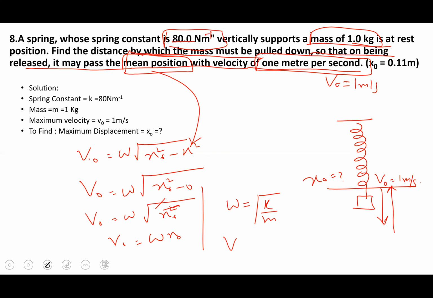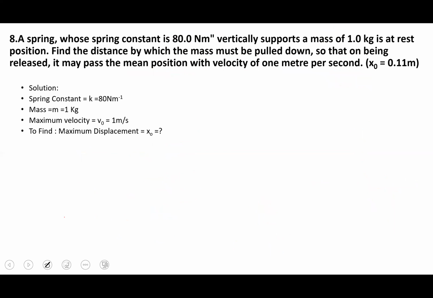So what do we get? v naught is equal to under root k over m into x naught. So this is the formula which we require because we want to find out the value of x, and the k constant is given right over here, which is 80. The mass is given, which is 1 kilogram, and velocity is also given, which is 1 meter per second. So let us solve this equation now.